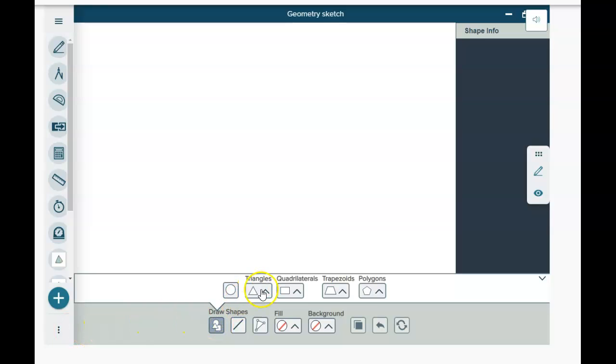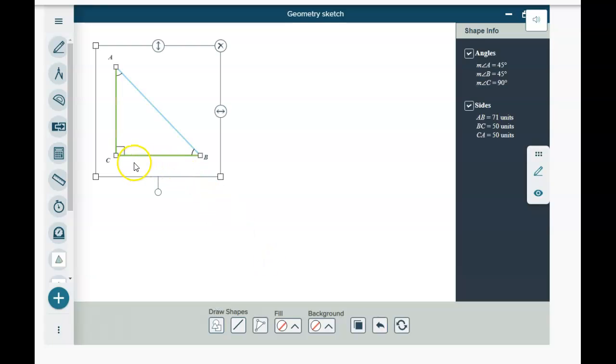Look at triangles and quadrilaterals. And these can be classified according to their angles and their side lengths. So first we're going to start with a right triangle. A right triangle has one right angle. Now it cannot have two right angles because then it would have to have four sides. So a right triangle is going to have three sides and one right angle.